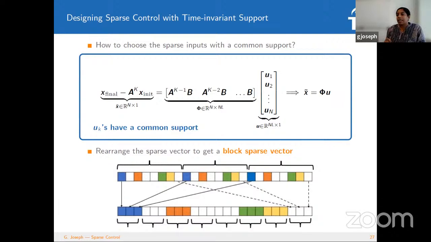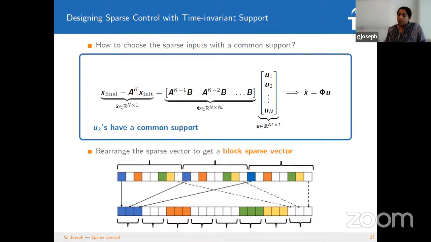So we can rearrange this big long vector U in this case to get something called a block sparse vector. For example, look at the picture that I've shown here. The first block is your U1, the second block is your U2, and the third block is your U3. Let's assume the case where you have capital N equal to 3. So everybody will have the same support. If you look at the non-zero entries denoted by the colored boxes here, the non-zero entries are the same here. But I've shown everything with blue color, but the first non-zero entry corresponding to the first vector will not be the same as that of the second.